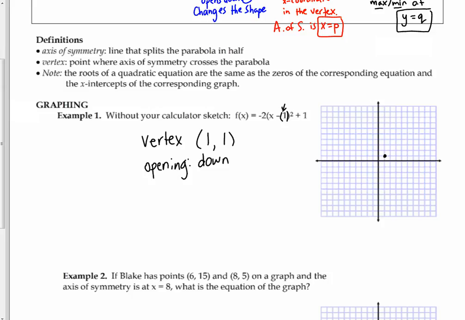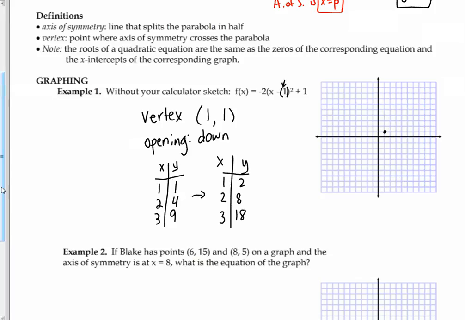And we know that its stretch is by a factor of 2. So remember that our pattern that we usually follow, 1 becomes 1, 2 is 4, 3 is 9, is now going to become 1 and 2, 2 and 8, 3 and I can multiply. 18. Okay, so we're going to vertically stretch that.